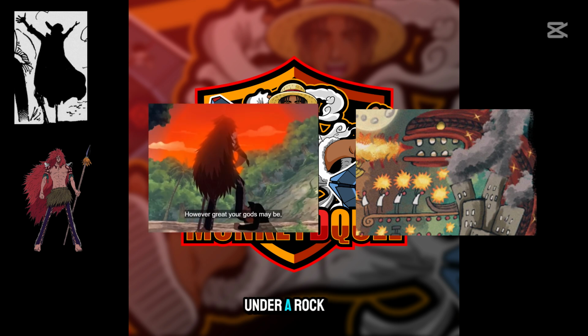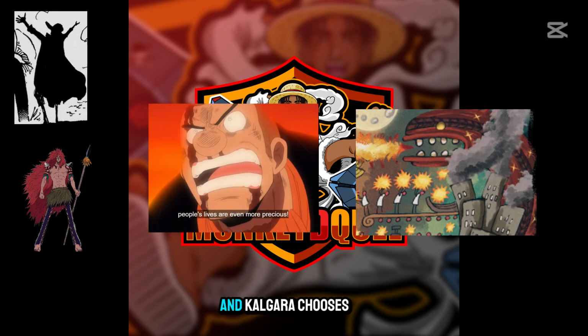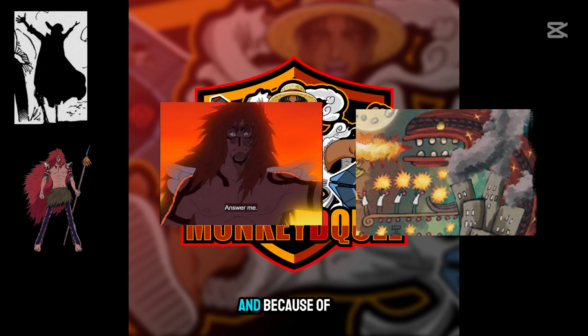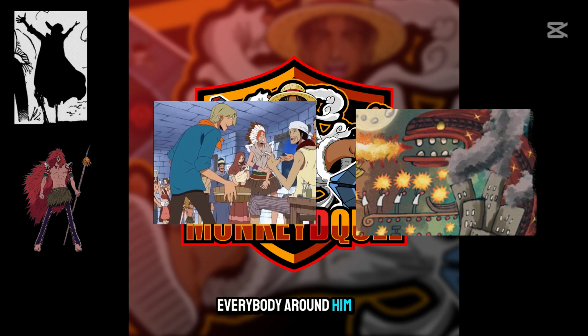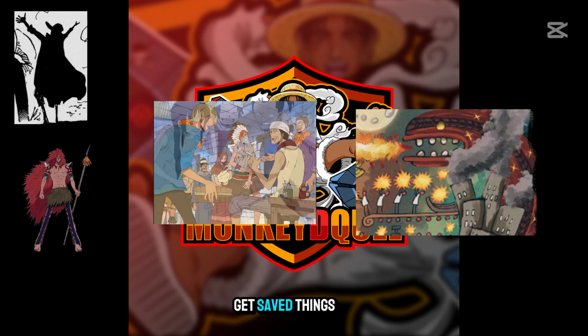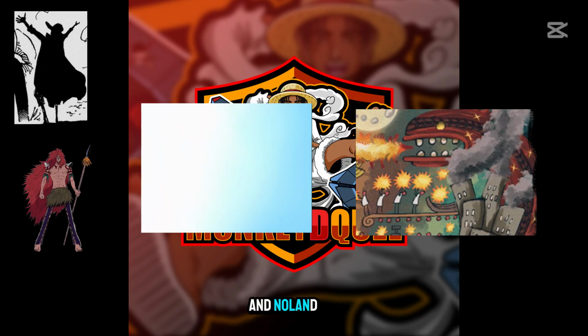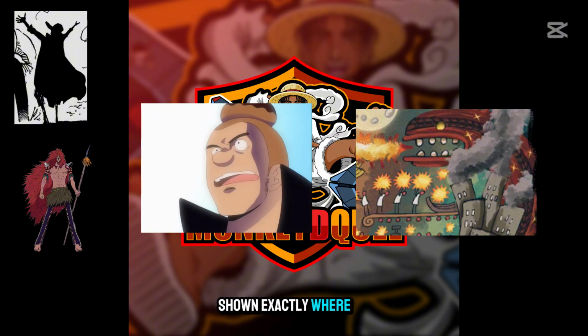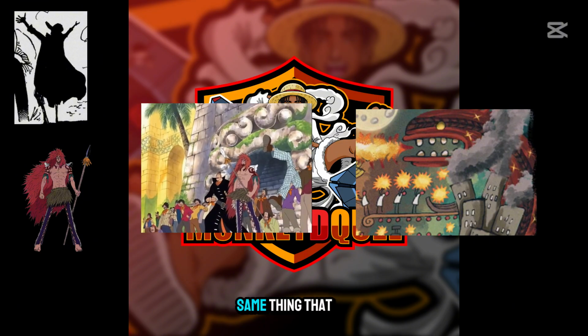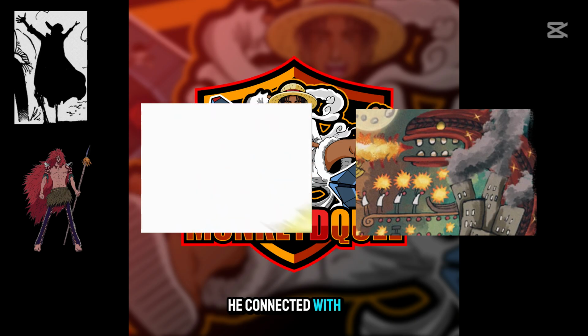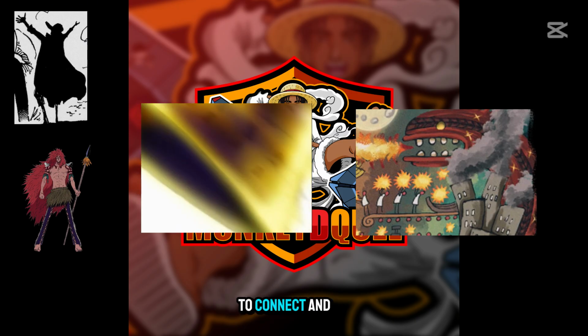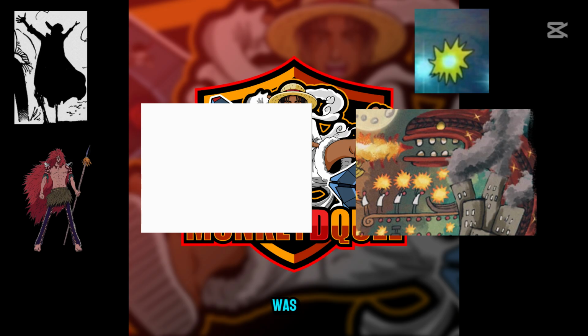Then Nolan, under a rock, still makes the same promise and has the same ambitions, and Kalgara chooses to believe in him. And because of his belief, he sees that everybody around him starts to get healed, they start to get saved, things start to get better, and Nolan is taken and shown exactly where this ancient gold is. And that's the same thing that happened to Joyboy. He connected with the natives of the land, and because of it, he was able to find where the ancient energy source was.